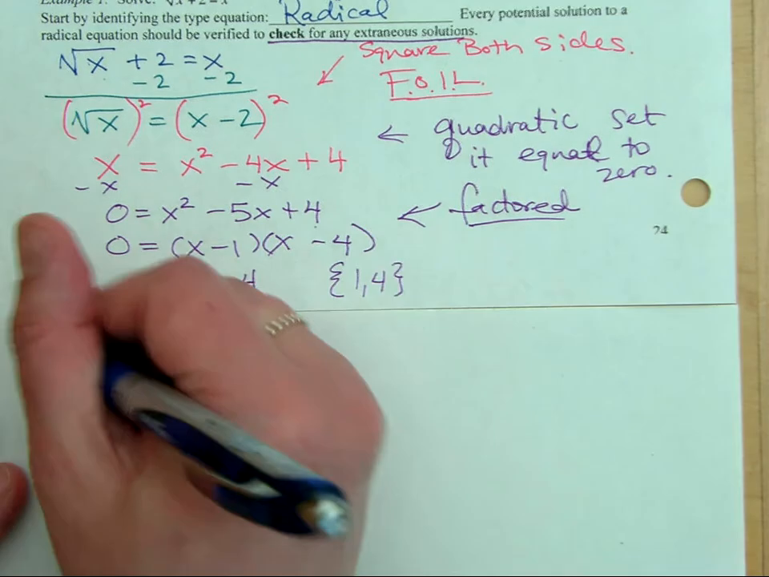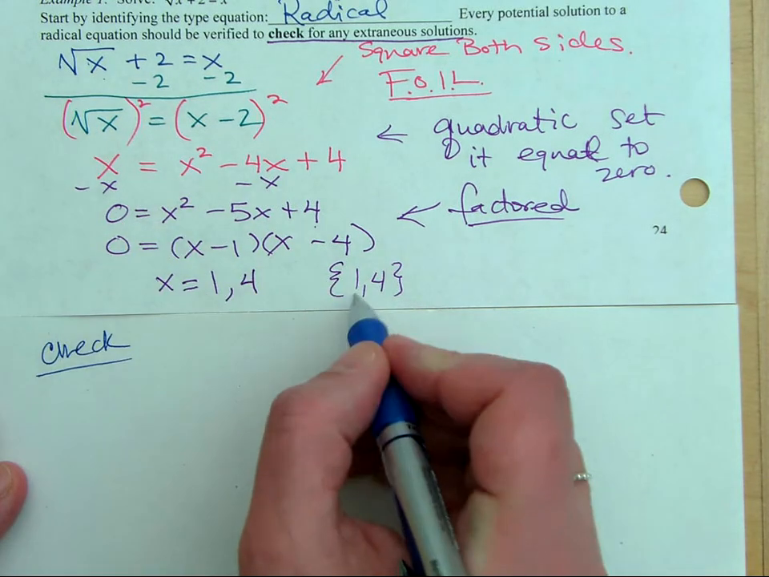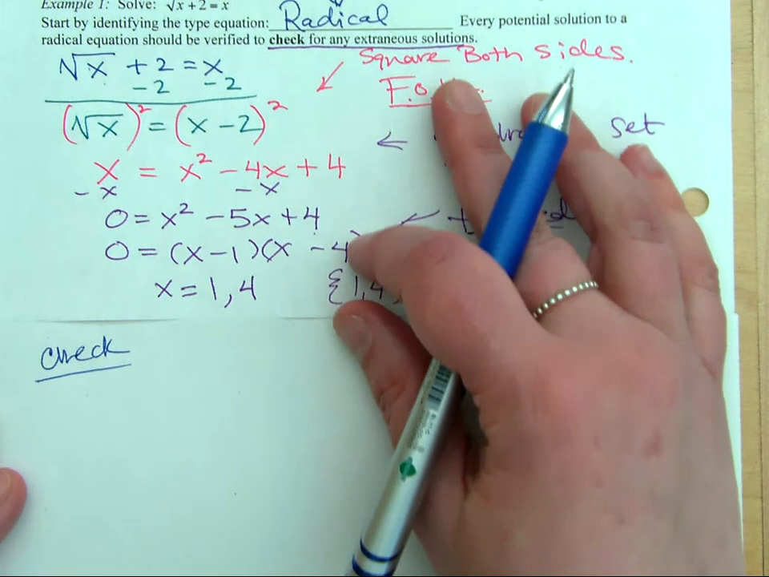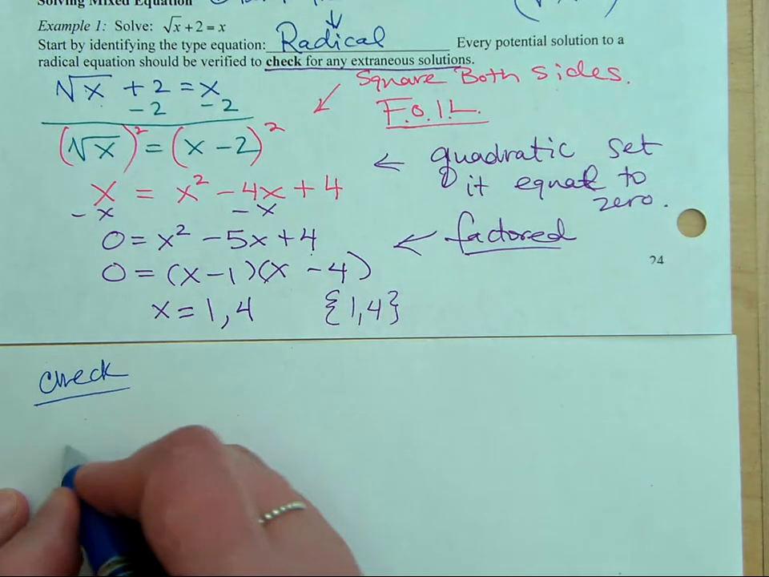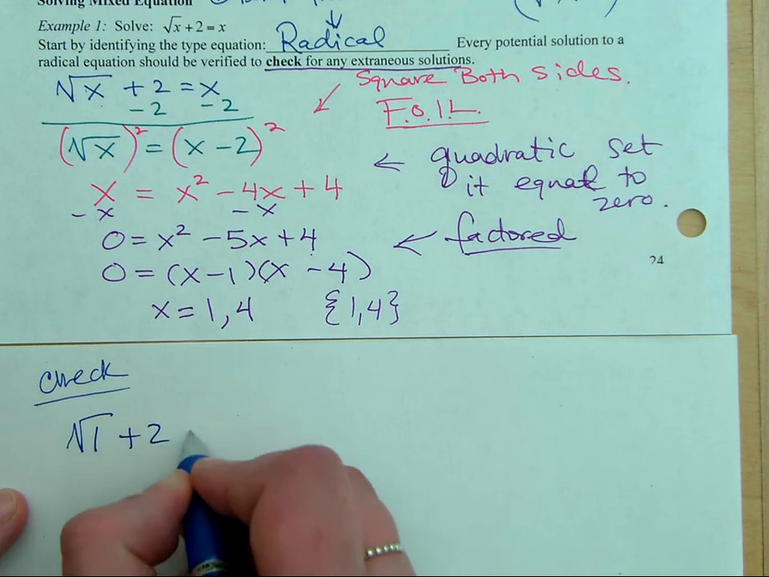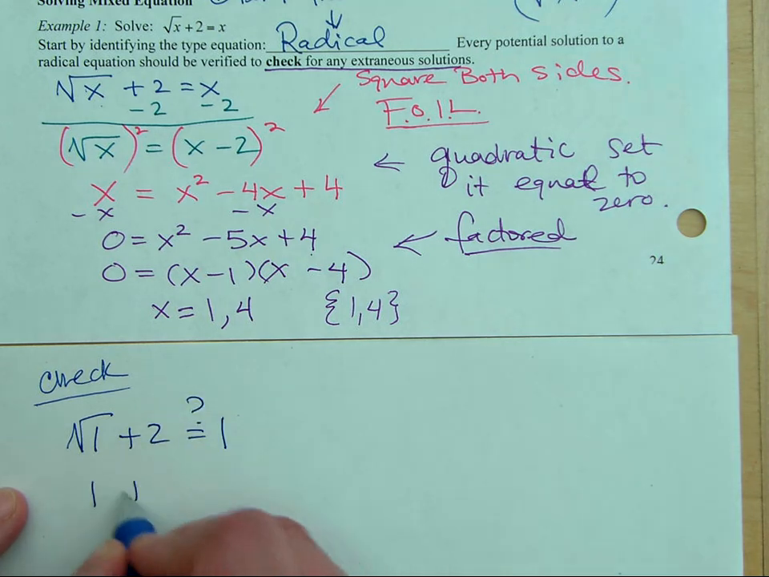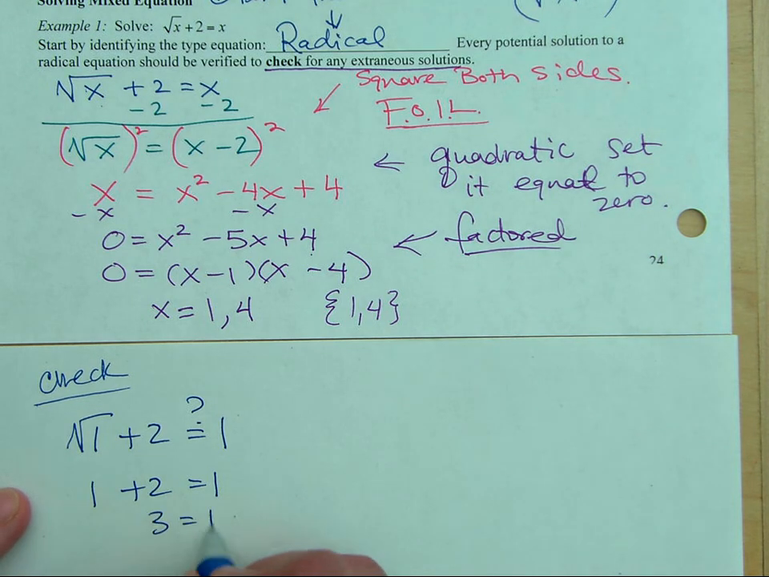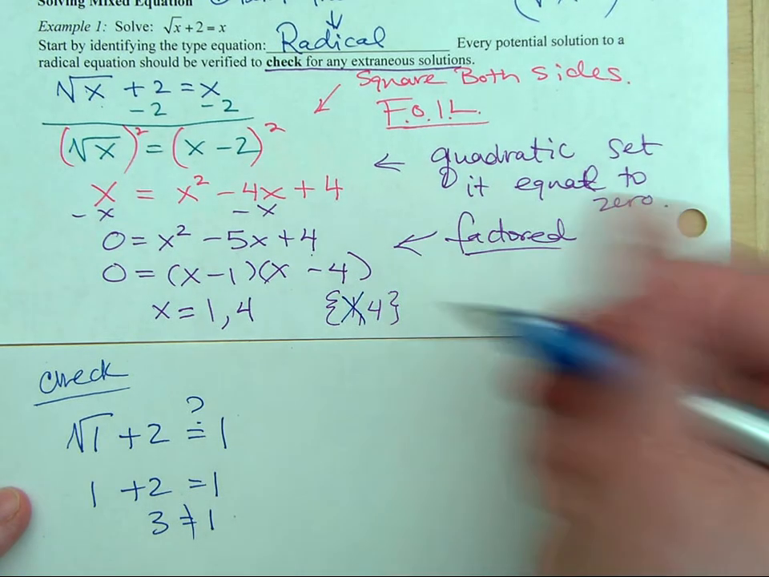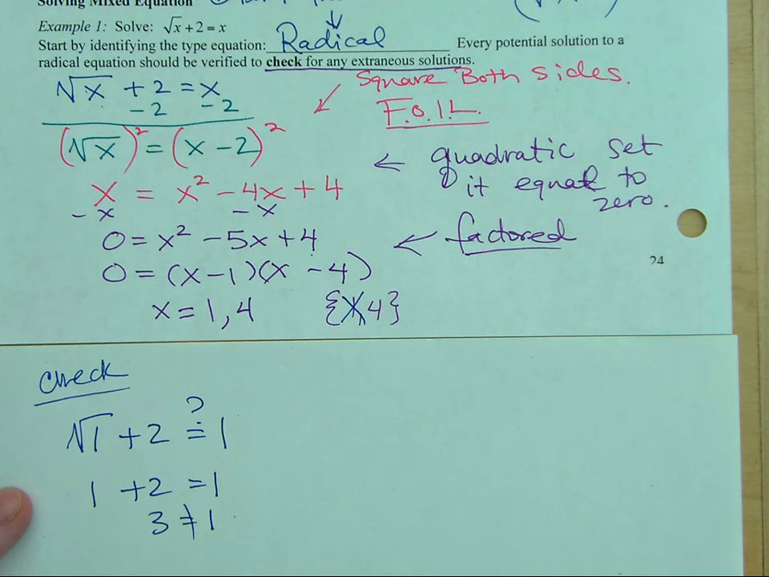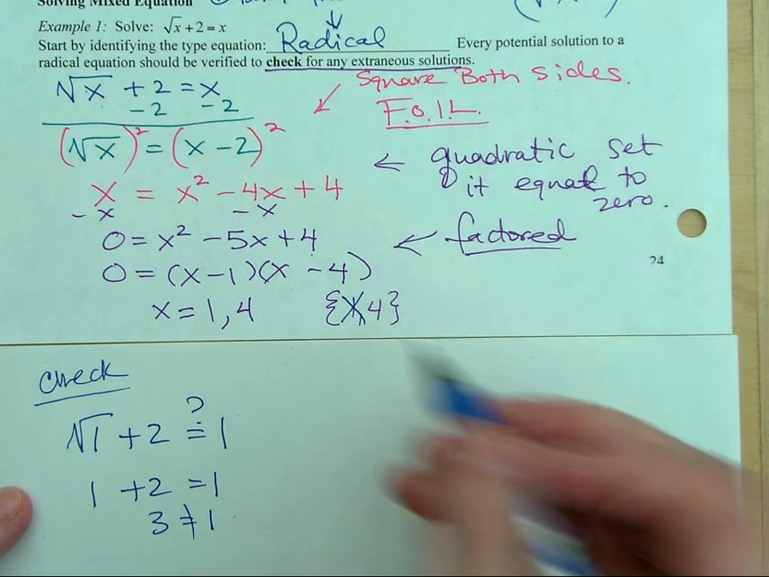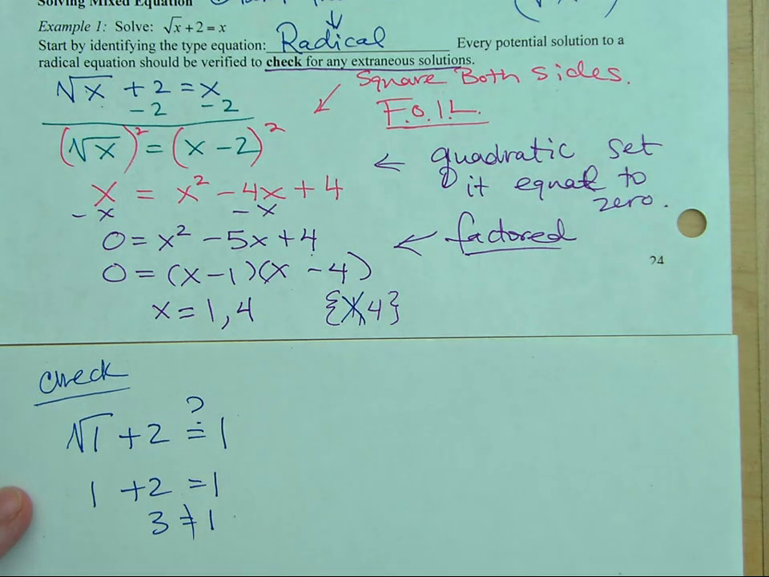The first check is going to look like plug in 1. So I go back to my original equation, and I plug in square root of 1 plus 2. Is that equal to 1? 1 plus 2 equals 1. Wait a second. 3 equals 1. Is that true? No, these are not equal. So therefore, 1 is technically not a solution. We solved it correctly, but it didn't work, okay? So we call that an extraneous solution. A solution that we find legitimately by doing all the right work, but in fact doesn't work.